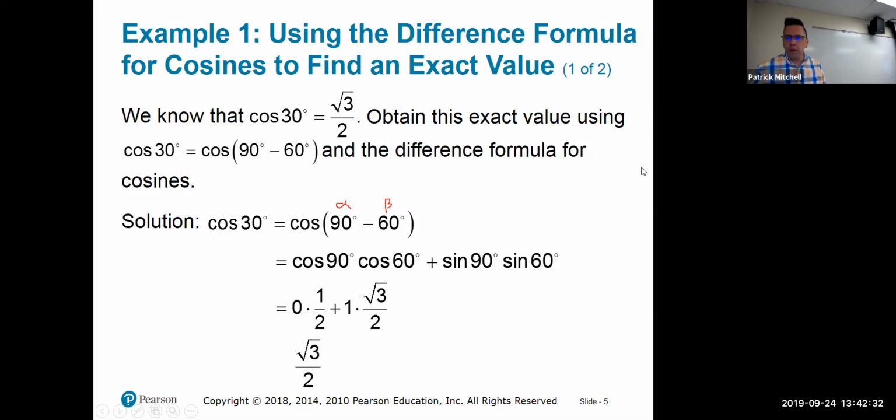Okay? So this is kind of a nice thing to do with a new formula. Use it to verify something that you already know. All right, makes the formula a little easier to believe. But most of the time, we're going to be using it to find values that we don't know. So you'll see how that works here in a little bit.